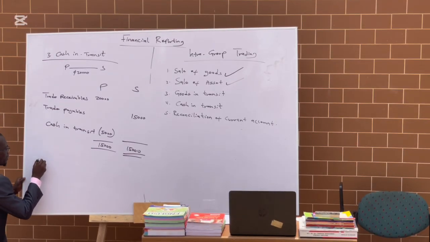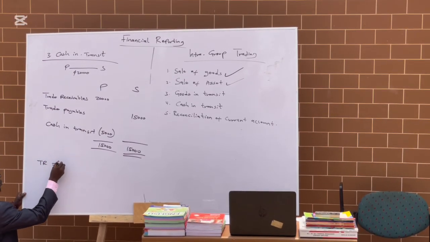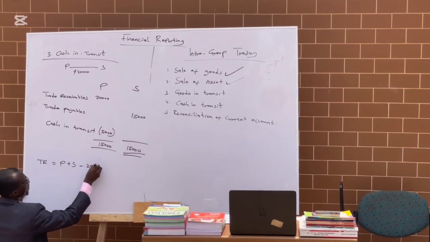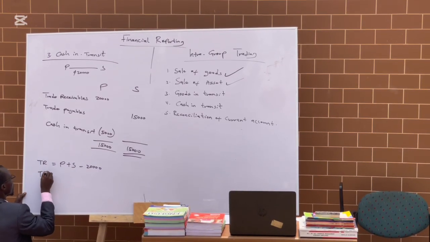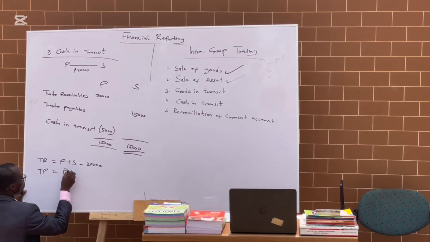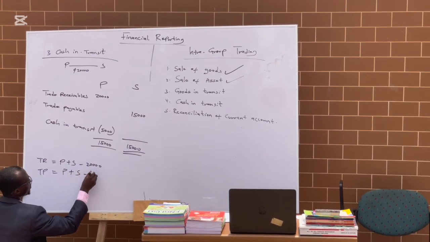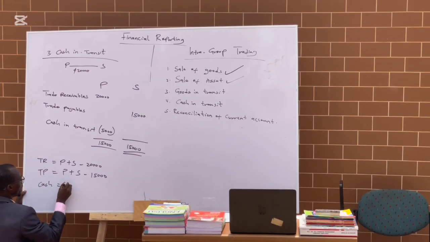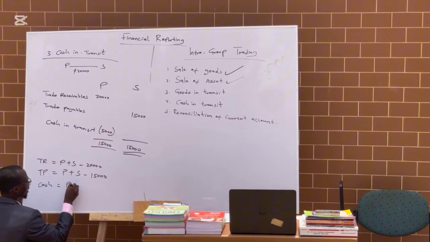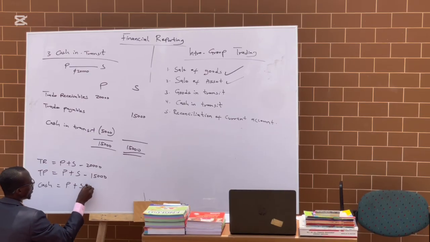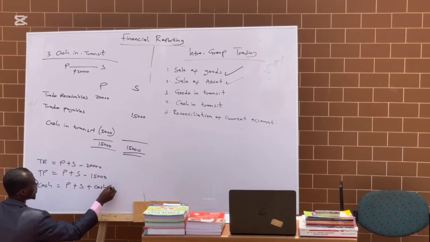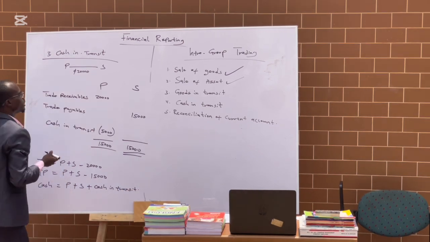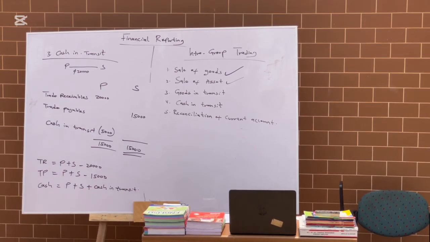So the trade receivables, you bring the parent plus the subsidiary. Then you come and subtract the 20,000. Then the trade payables, you bring the parent trade payables and the subsidiary. Then you come and subtract the 15,000. Then when you go to the cash, you bring the parent cash plus the subsidiary cash. Then you come and add the cash in transit, because we are going to receive it. So ladies and gentlemen, this also ends the cash in transit.